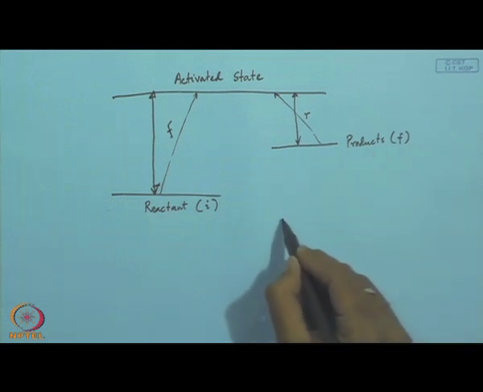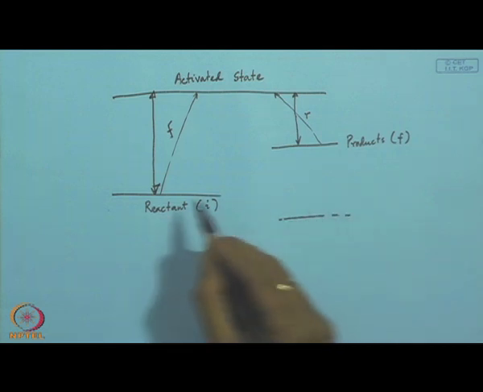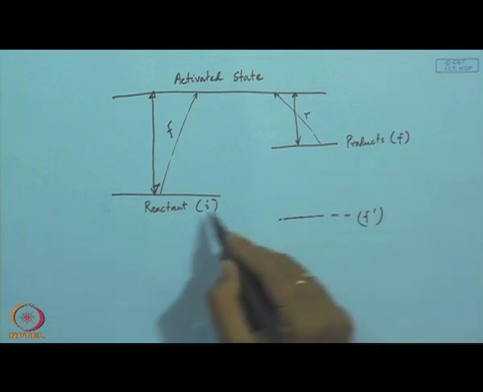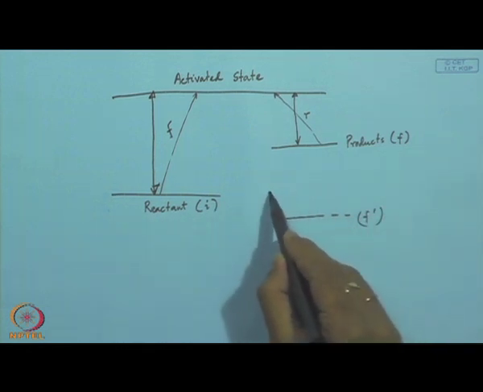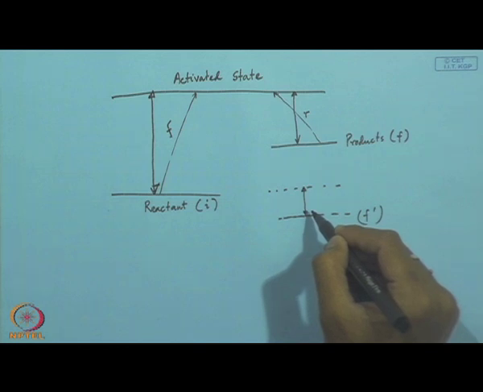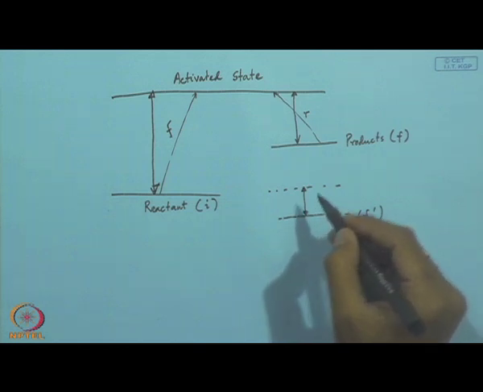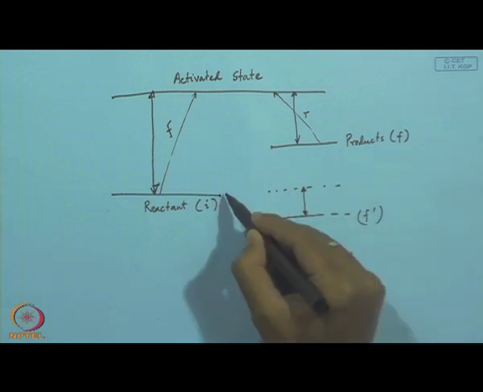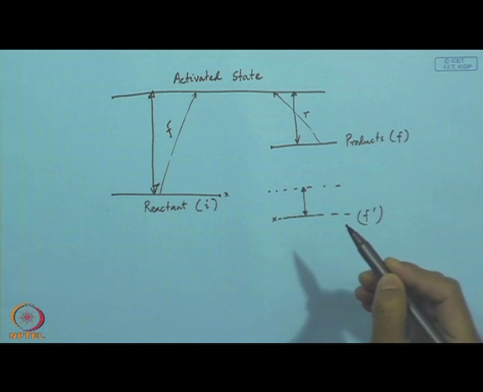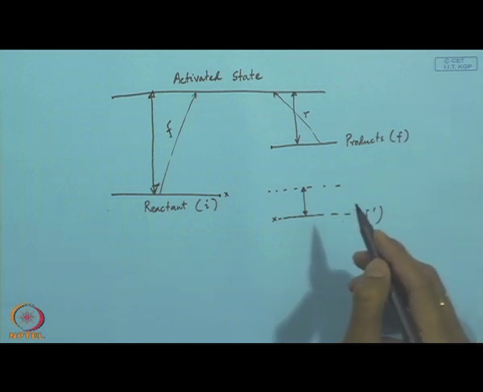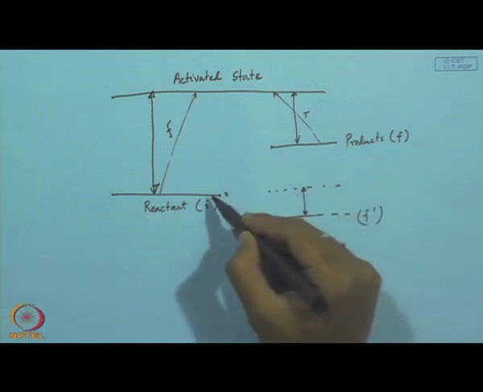Suppose your product state is here, then it is lower in energy compared to the reactant. So that means this much energy would have been released. Therefore, this process would have been an exothermic process. The difference between these two is called the heat of reaction, that is, the enthalpy difference between this and that.